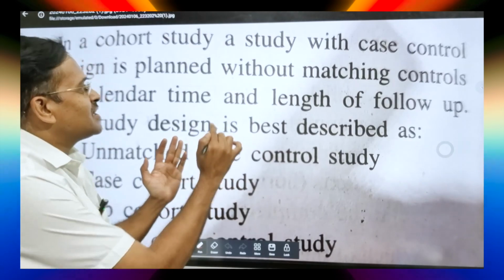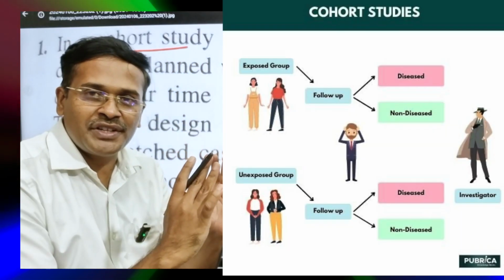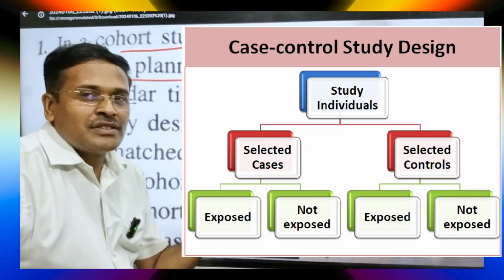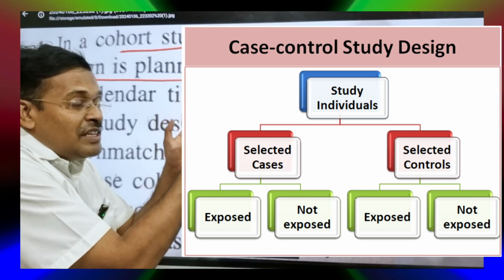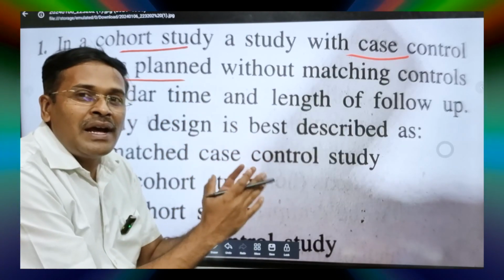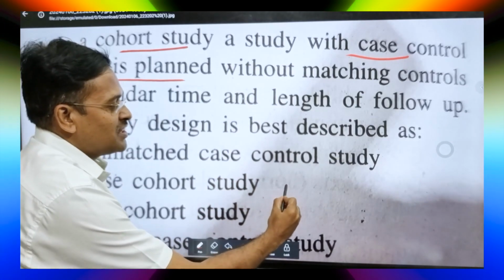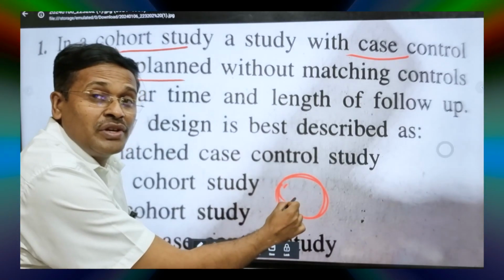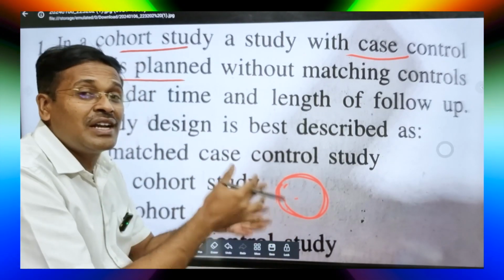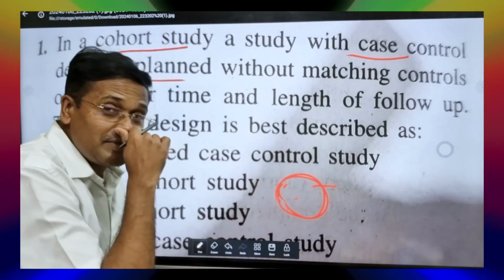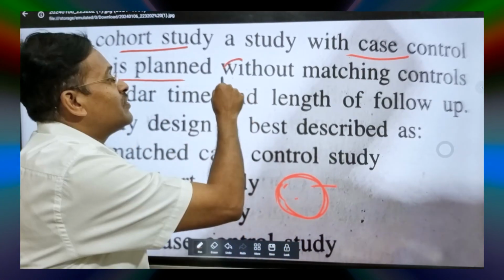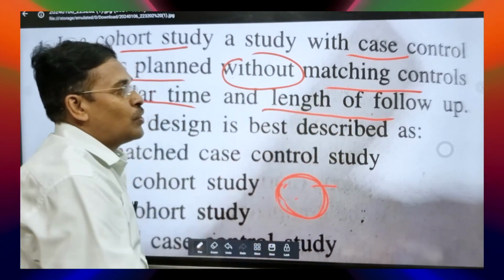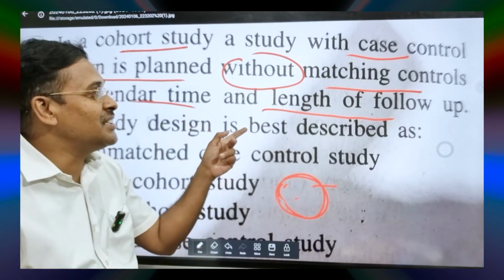Now, the question says it is a cohort study. The first point is it's a cohort study in which a case control design is planned. So, I hope you know that within a cohort study, when you plan a case control study, a cohort study is already going on. From this cohort study, you collect the cases and controls. Then it becomes a nested case control study. But without matching controls on calendar time and length of follow-up, this is the key that is twisting the answer.